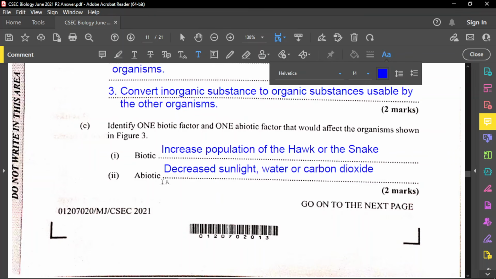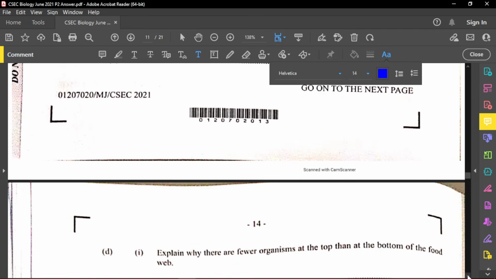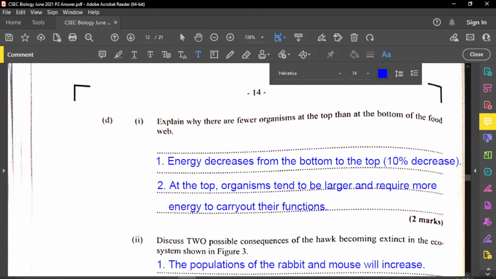And the abiotic factors now, if you have a decrease in sunlight, decrease in water or carbon dioxide, once any of those change, then it can affect the rate of production of food, and therefore the energy flow will also decrease as well, putting more pressure on the organisms or increasing the competition for food, and hence you'll have a decline in population. As a matter of fact, all the organisms that follow the producer or come after the producer will be affected if the producer decreases in energy production or decreases in numbers.